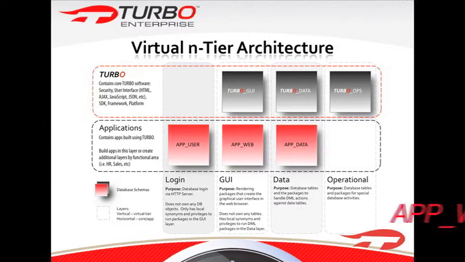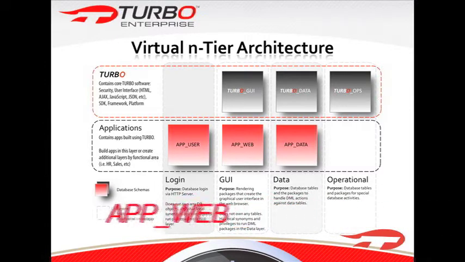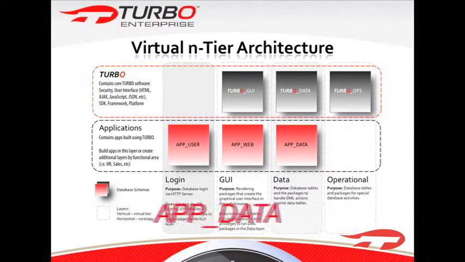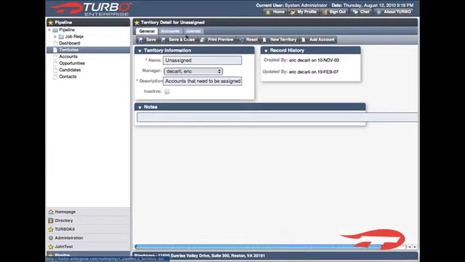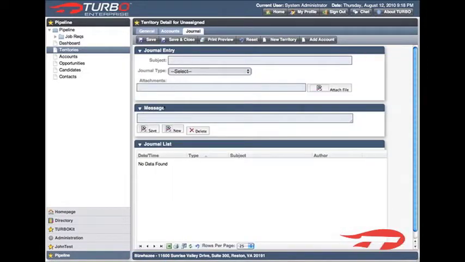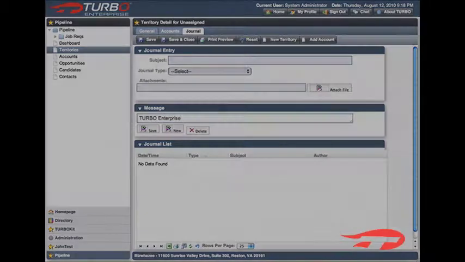We will refer to the UI layer as the app web schema and to the DML layer as the app data schema. Let's build a Salesforce.com-like application we'll call Pipeline using our roadmap. We'll build a data entry form, load data into the form, and save data from the form.